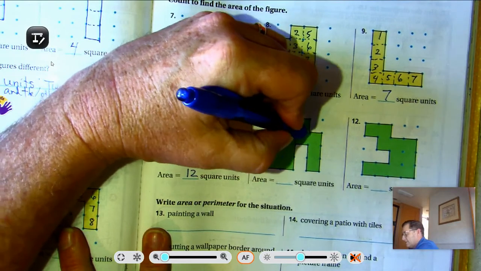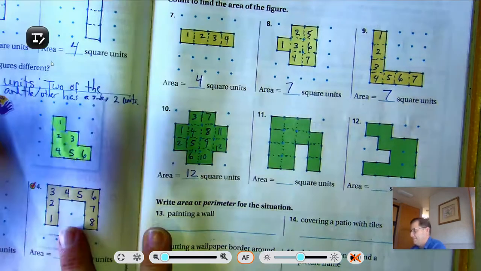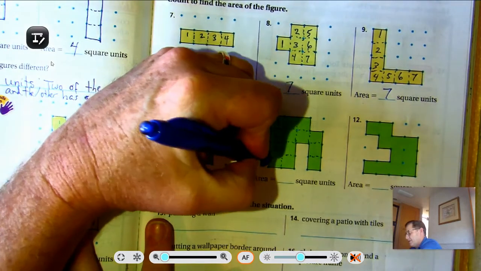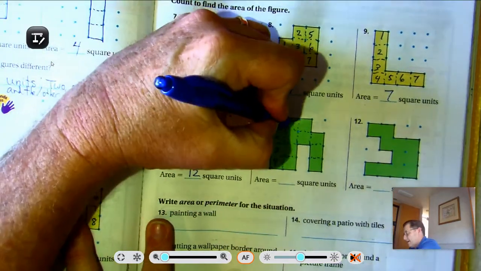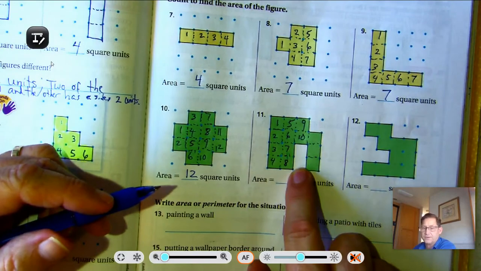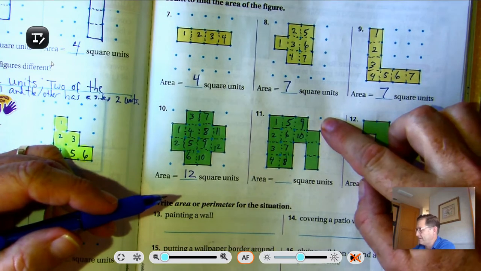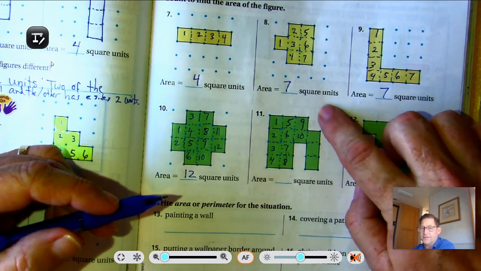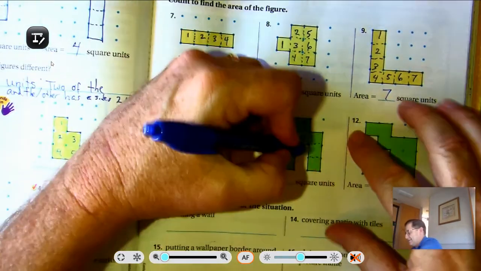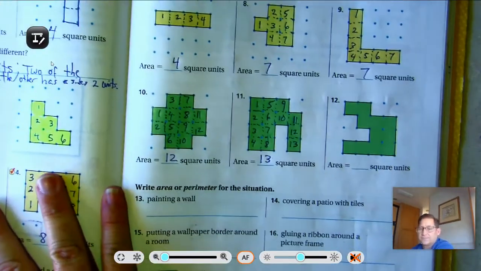All right, number 11. If you want to just count yours without putting the dash lines, go right ahead. I've turned those all into squares. 1, 2, 3, 4, 5, 6, 7, 8, 9, 10. This is not part of the figure. It's on the outside of the figure. That's why it's white. This section right here is not part of the inside of the figure. It's on the outside. So the area has to be inside the figure. So there's 10, 11, 12, 13. 13 square units.